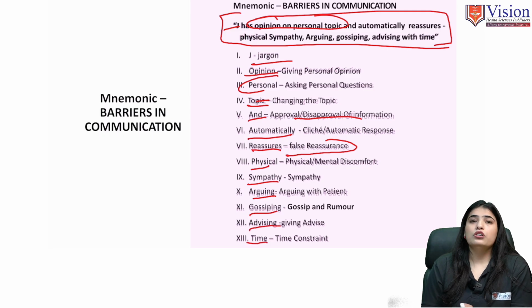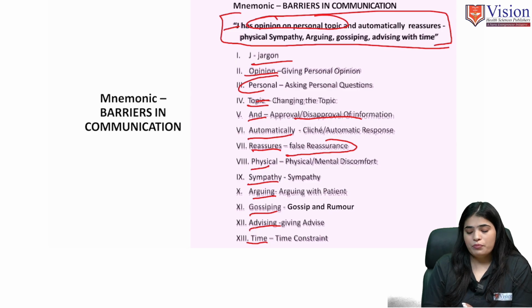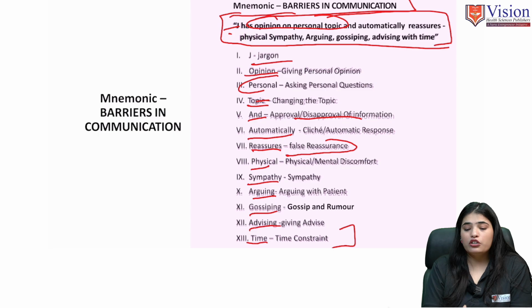and we have to communicate within a time constraint. So time can be a barrier in communication. So these are all the mnemonic or the barriers in communication, and you can follow this sentence: J has opinion on personal topic and automatically reassures, physical sympathy, arguing, gossiping, and advising with time. So it will help you to remember the barriers in communication.